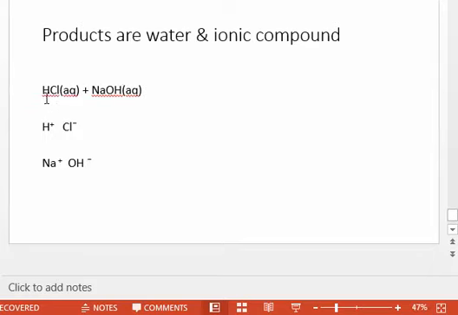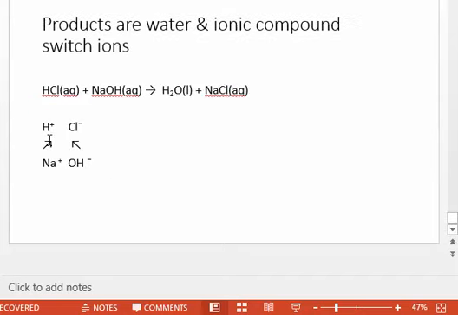When we separate hydrochloric acid into its ions, the proton is capital H with a positive 1 charge, and chloride is capital C, lowercase l, with a negative 1 charge. Sodium hydroxide: sodium, capital N, lowercase a, with a positive 1 charge, and hydroxide, capital O, capital H, with a negative 1 charge. We're going to switch cations and anions.